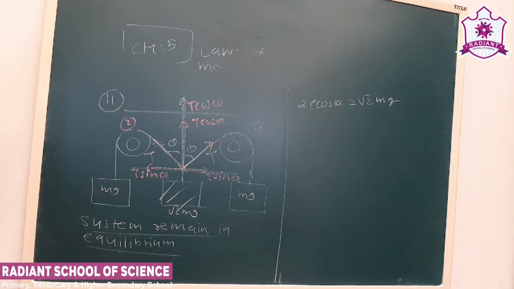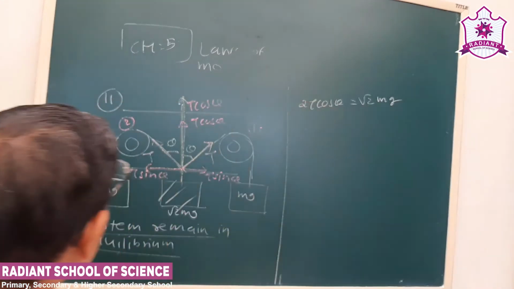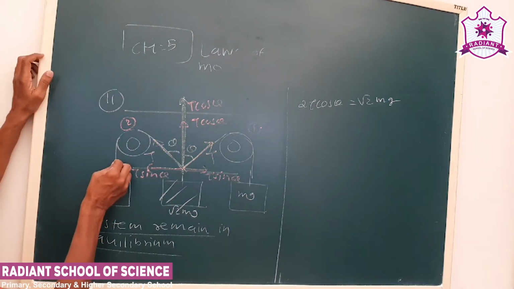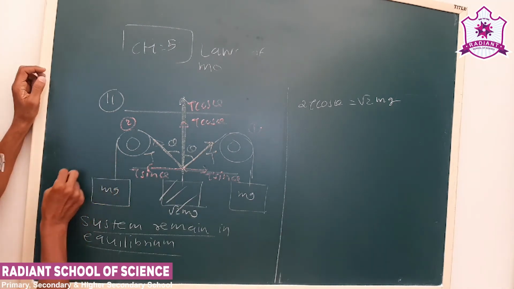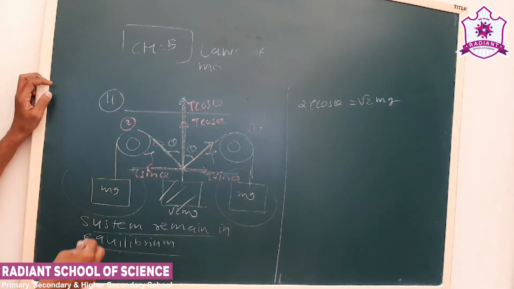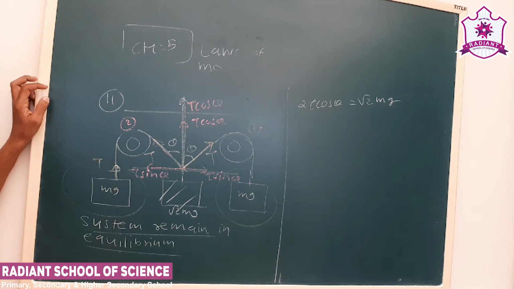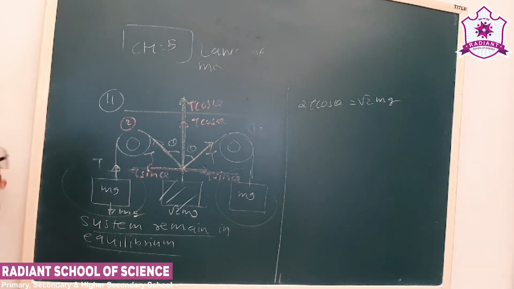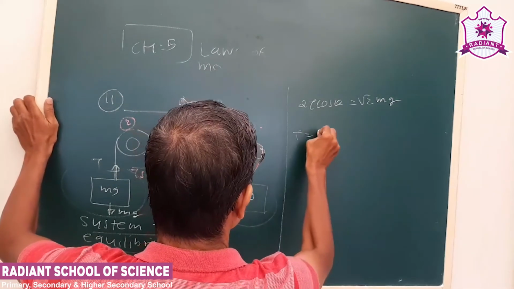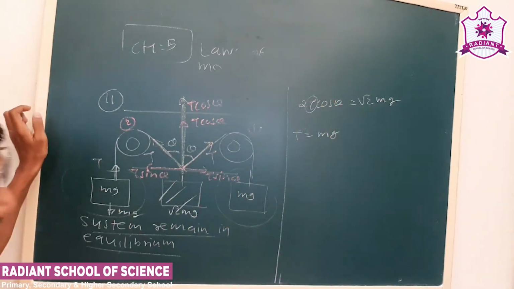So if I want to simplify, we have the equation 2T cos theta is √2 mg. Now one more equation we have to get here. Suppose I consider the force acting on this mass or this mass, both are the same. The tension will be T and the downward force will be mg. So if I consider equilibrium for block 1 or block 2, T is equal to mg. Now this value I have to substitute here.